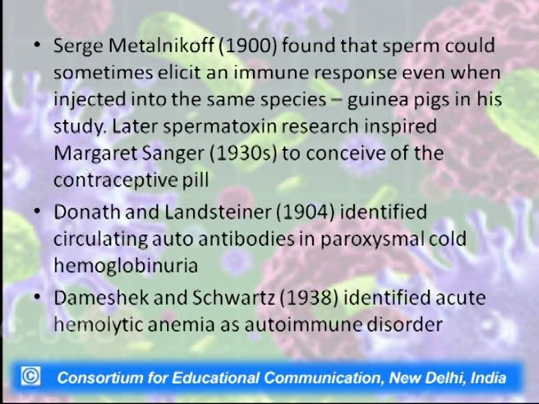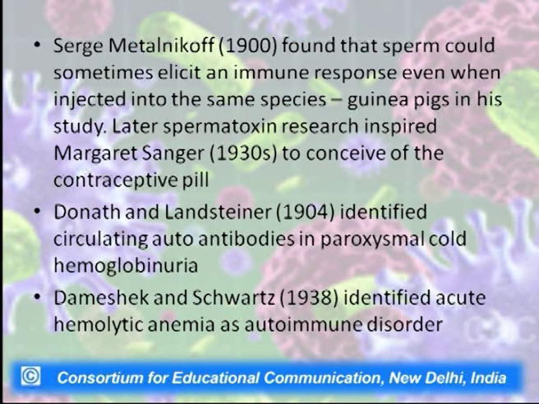Now, following Paul Ehrlich's work and work by his students, there was Sergei Metalnikov in 1900 who found that sperms could sometimes elicit an immune response even when injected into the same species. For example, in this case, he used sperms from a guinea pig injected into his own self. Now, he found there was an immune response produced against the sperms. This was actually the basis of spermatoxins research, which inspired Margaret Sanger in the 1930s to conceive of a contraceptive pill.